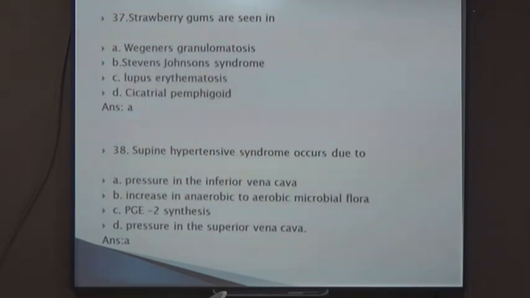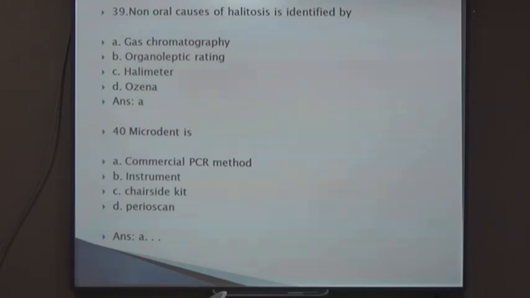Strawberry gums are seen in Wegener's granulomatosis. Supine hypotensive syndrome occurs due to pressure on the inferior vena cava. If you are not understanding, stop me. Non-oral causes of halitosis are identified by gas chromatography, I already told you.